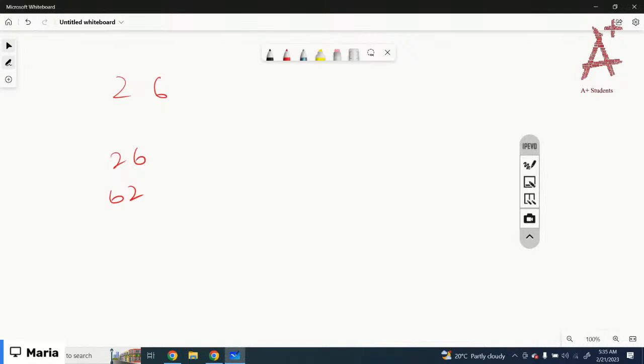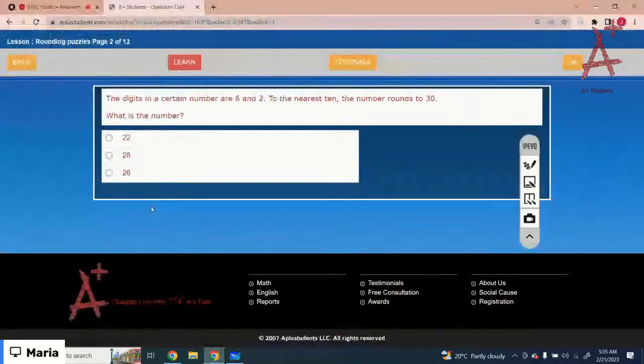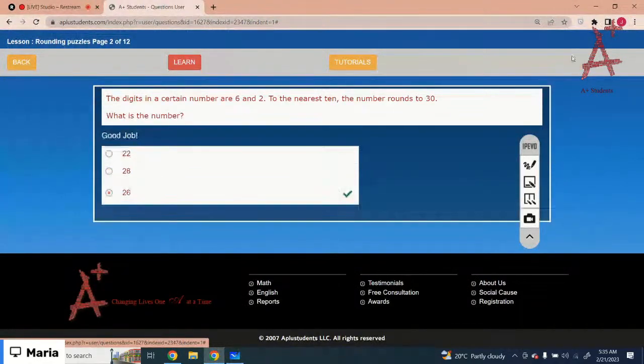So 26 is rounded off to 30. Got it? That means the correct option is 30. The number is 26. Got it? Because 26 is rounded to 30.